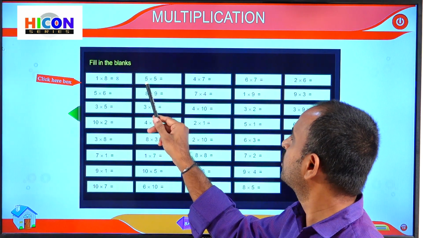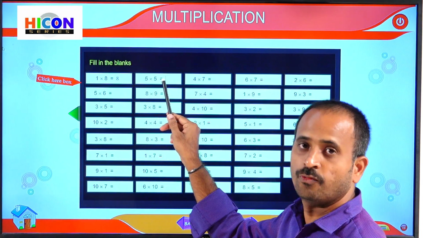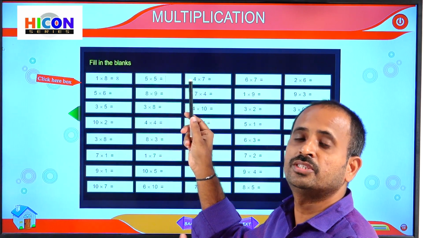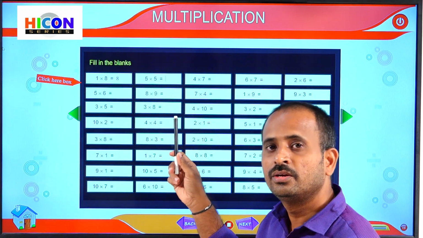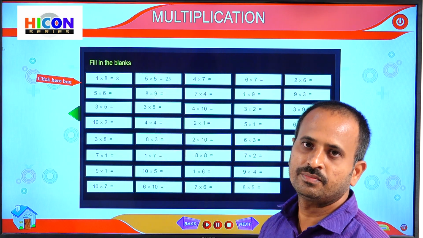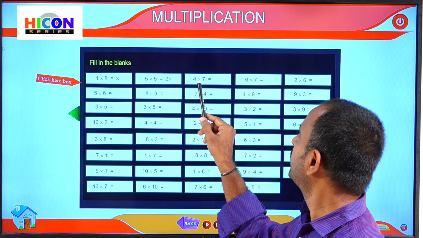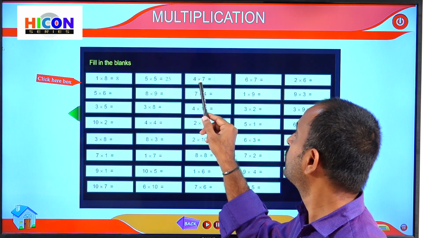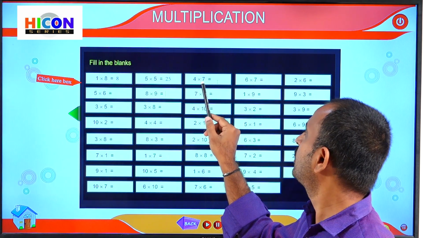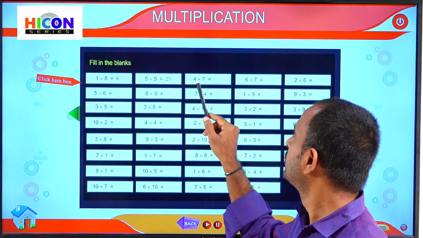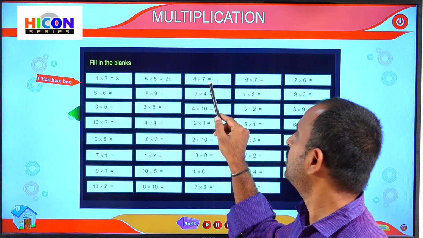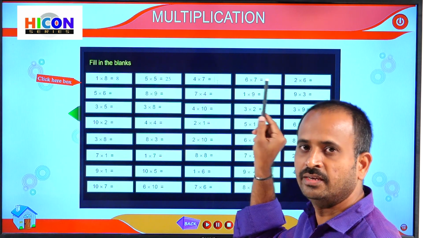See the next one. Children, 5 into 5, that is 5 5 jar. 5 5 jar how much, children? 25. So 5 5 jar 25. See the next one. 4 into 7, that is 4 7 jar. So this is the table of 7. In the table 7, 4 7 jar how much? 4 7 jar 28. Very good.